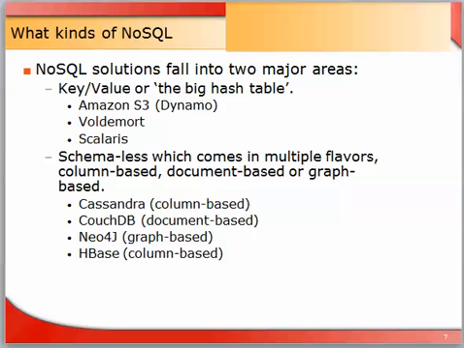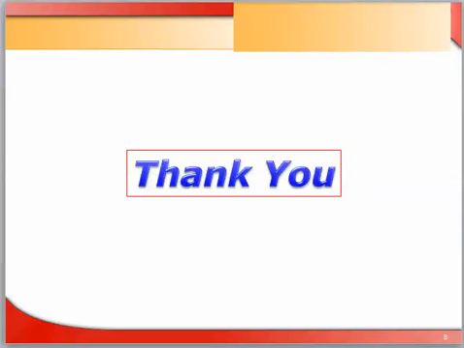Graph is a network database that uses edges and nodes to represent stored data. Document views are stored as rows, which are kept stored by key. These are some examples of schemaless: Cassandra is column based, CouchDB is document based, Neo4j is graph based, and HBase is column based.